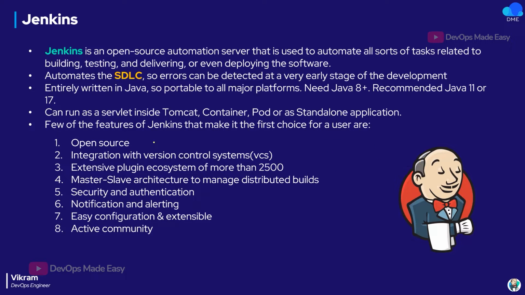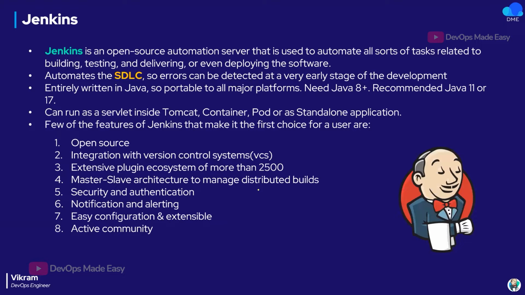Coming to the features of Jenkins, it is open source. It can integrate with your version control systems to pull the source code before building. It has an extensive plugin ecosystem of more than 2,500, maybe even more, and also supports master-slave architecture to manage distributed builds. We will see that in some time.